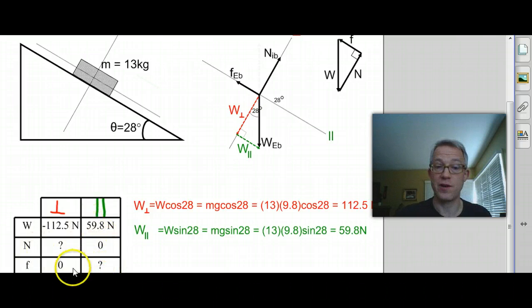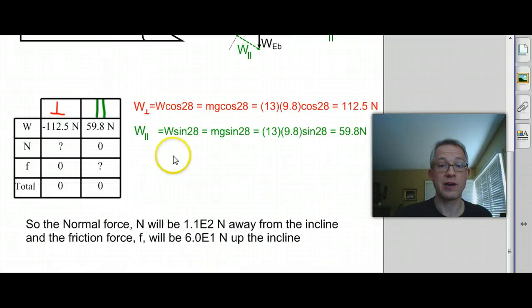All right, so now this is a very straightforward problem. If we look down here now, the normal force is the only thing that's balancing the perpendicular component of the weight. That's got to be equal and opposite that. Now I've rounded using significant figures because we only had 2 significant figures on the 28-degree angle. So this one we round to 110 newtons, or 1.1 times 10 squared, and it's away from the plane in the positive direction.